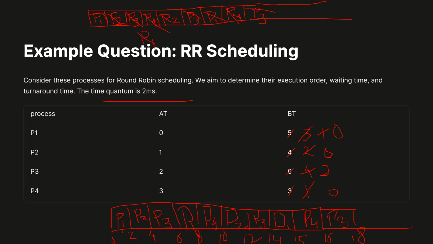So now we have to remember the completion time of every process. Like P3 is completed at time 18. So the completion time of P3 is 18, and we have to remember the completion time of every process. Like where P2 is completed. P2 is completed at time 12. So 12 is its completion time.